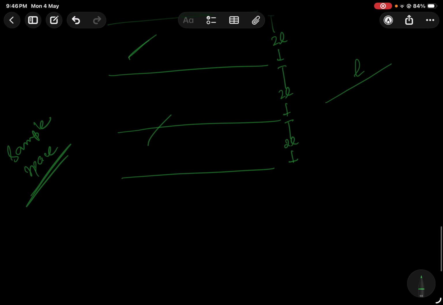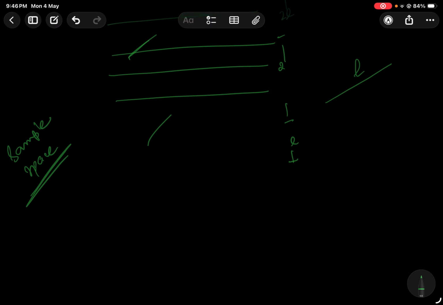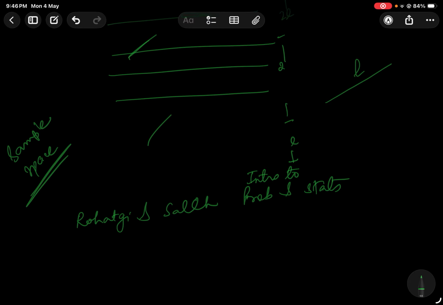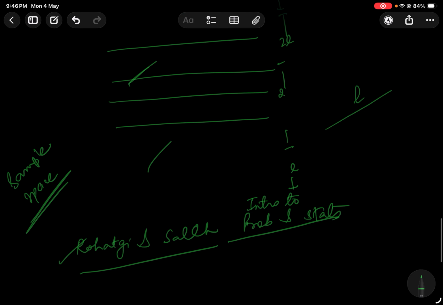And just to let you know, all the questions discussed here are from the book by Rohatgi and Saleh, Probability and Statistics. If you are interested, I'm loosely following this book, so you can keep referring to this if you have any issues.